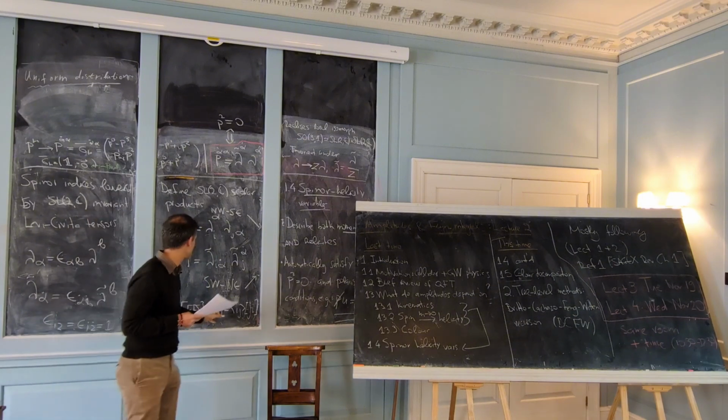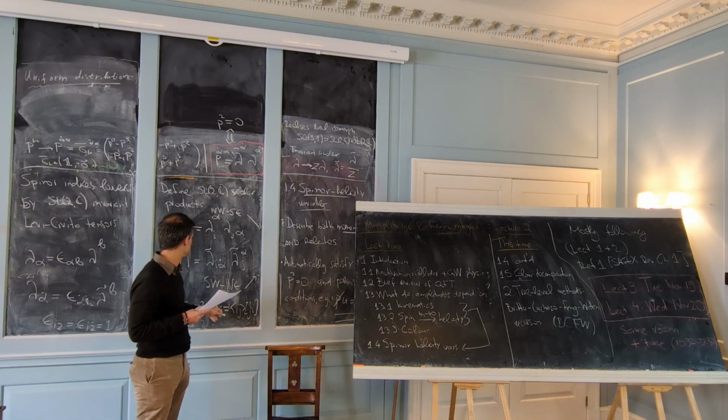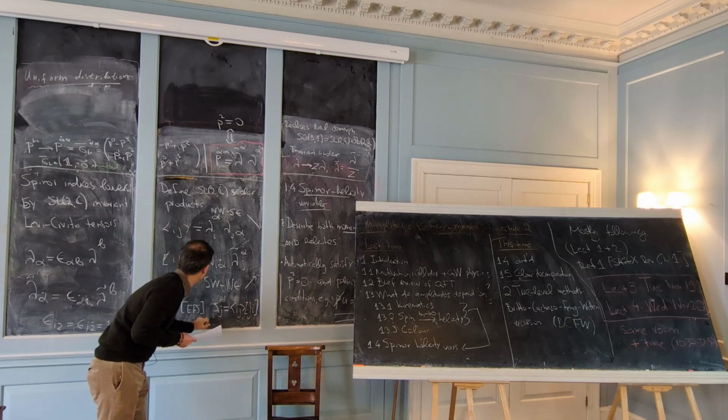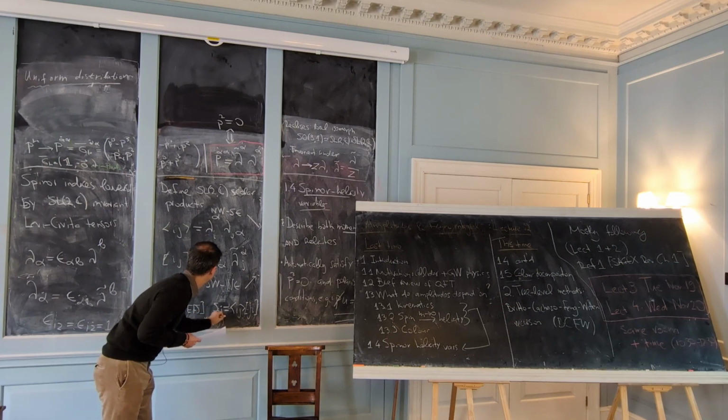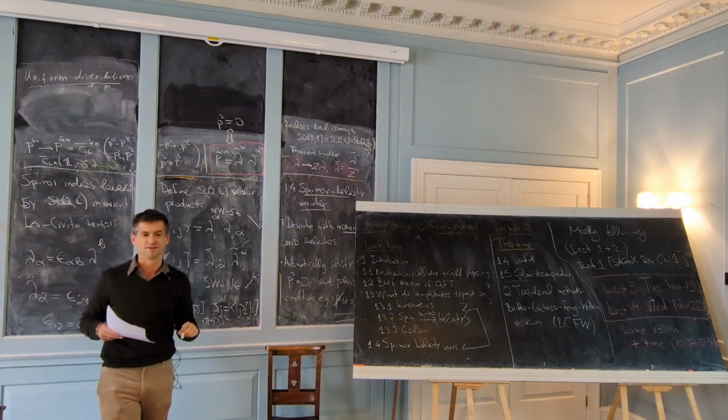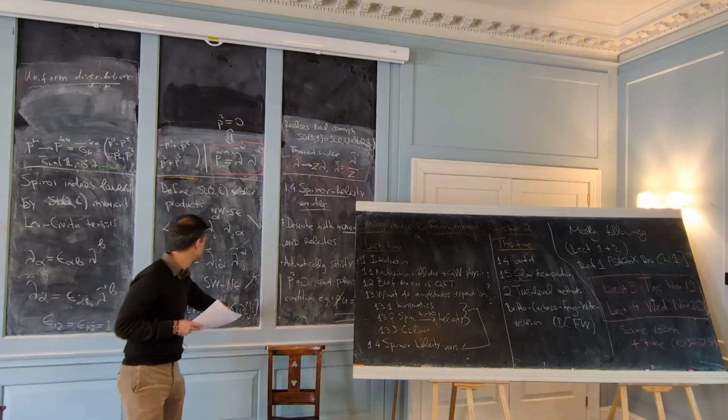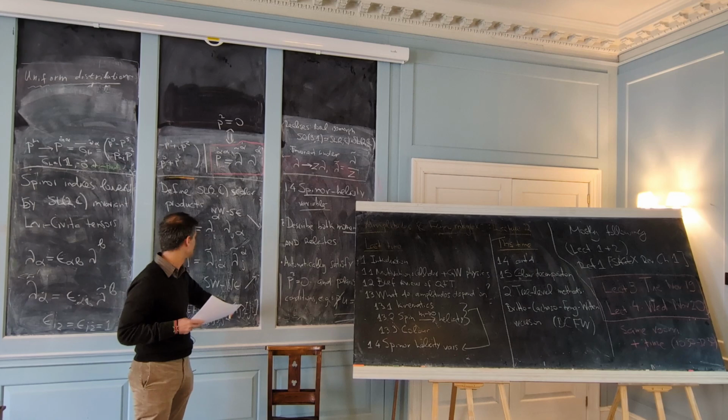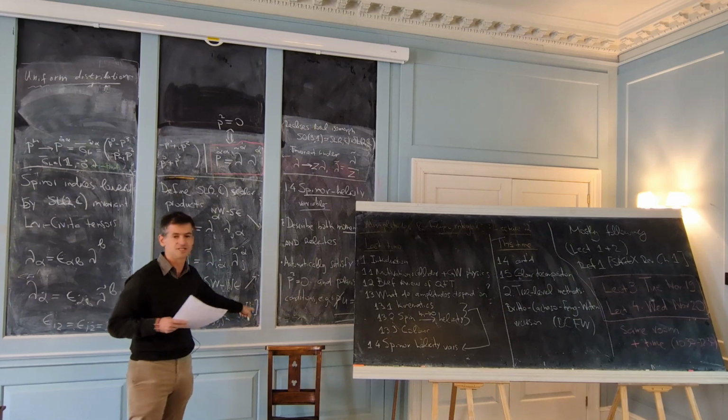And then as an exercise, I left you to establish that the product, so this is (p_i + p_j)², the Mandelstam invariant s_ij, is just the product of the angle bracket ⟨ij⟩ and the square bracket [ji].